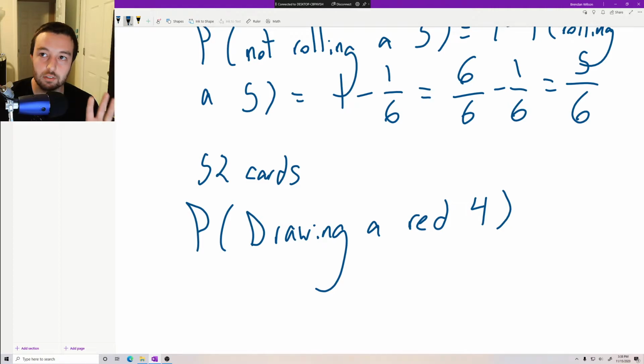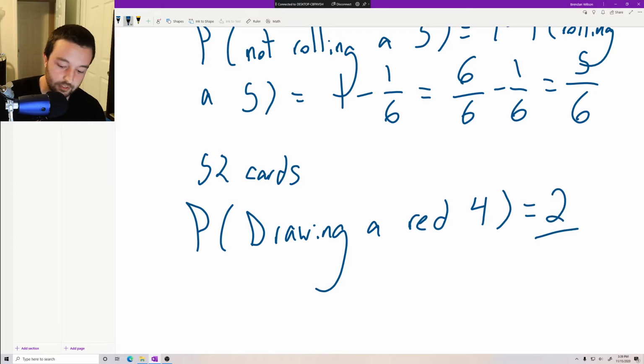We know that there are 4 4s in the deck. There's 4 of any number in the deck, and there are going to be 2 red ones and 2 black ones. The 2 red ones are the diamonds and the hearts, and the black ones are the clubs and the spades, because we talked about those 4 suits. So there are 2 different red 4s in the deck, the 4 of diamonds and the 4 of hearts. So there are 2 ways for this to happen, and there are 52 total cards in the deck. So it's 2/52, which you can simplify if you want to 1/26.